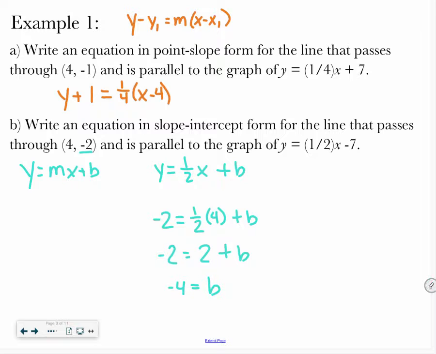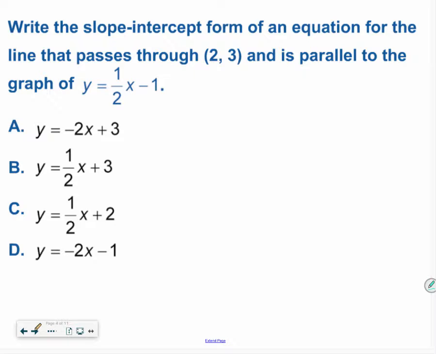So that means I can go back up to my equation and put in the -4, and that is my equation in slope-intercept form. Why don't you go ahead and try the next problem on your own, see how you do. Hopefully you ended up with y = 1/2 x + 2. If you have any questions, be sure to either ask myself or a friend.